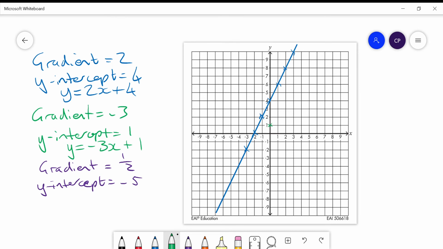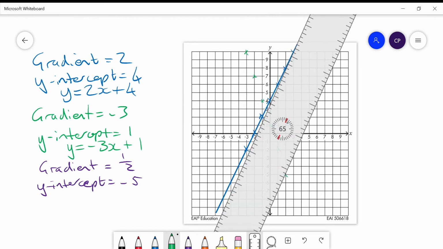Now it says negative 3x, which means we're going in the opposite direction to the one we've just done. So every 1 I go left, I go up 3. So I'm going to go back 1, up 3, back 1, up 3, back 1, up 3. And then again, you can do it the opposite direction if you want to. If you go forwards 1, you go down 3, across and down. And then you've got enough to draw a line.